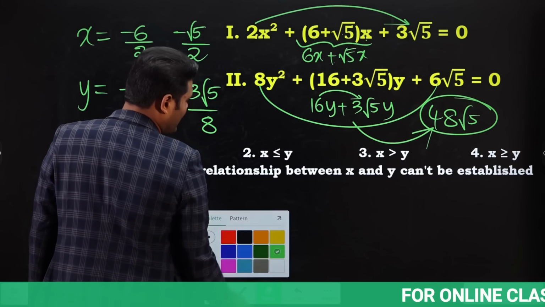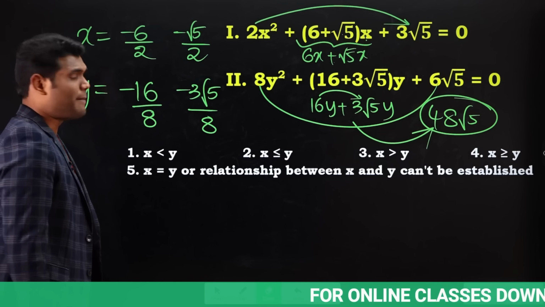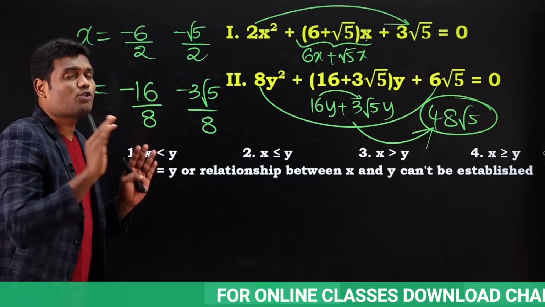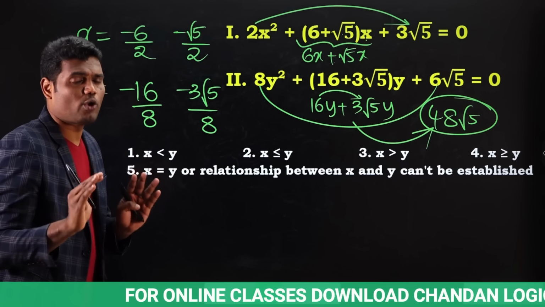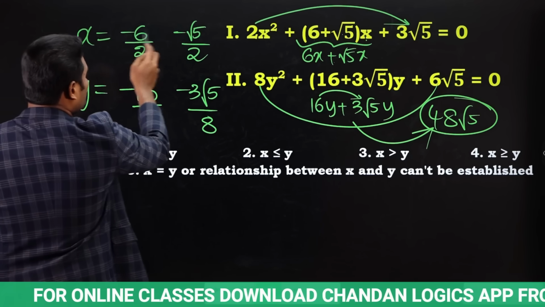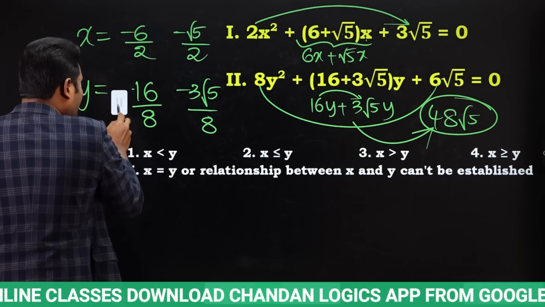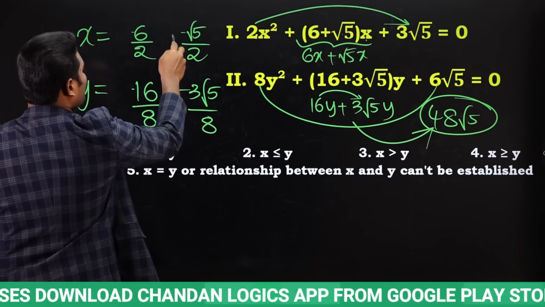Okay, now just to compare. Now observe here, when you are trying to compare, if you feel any confusion, look at this: negative, negative, negative, negative. As all of them have negative values, simply you can neglect the negative values.